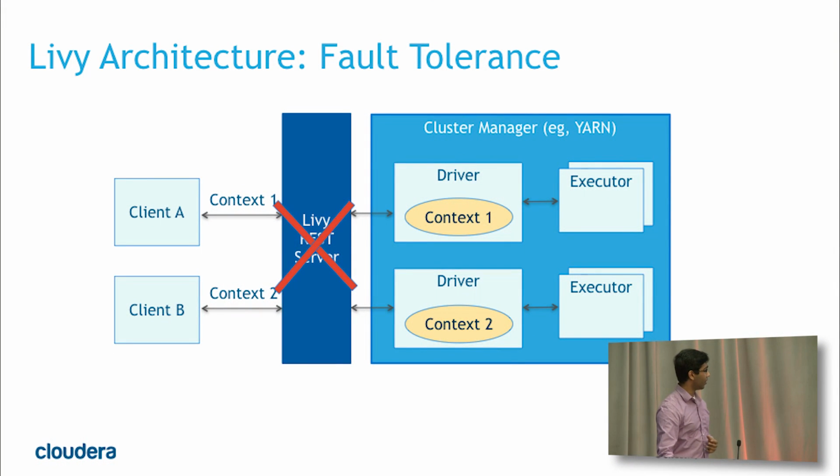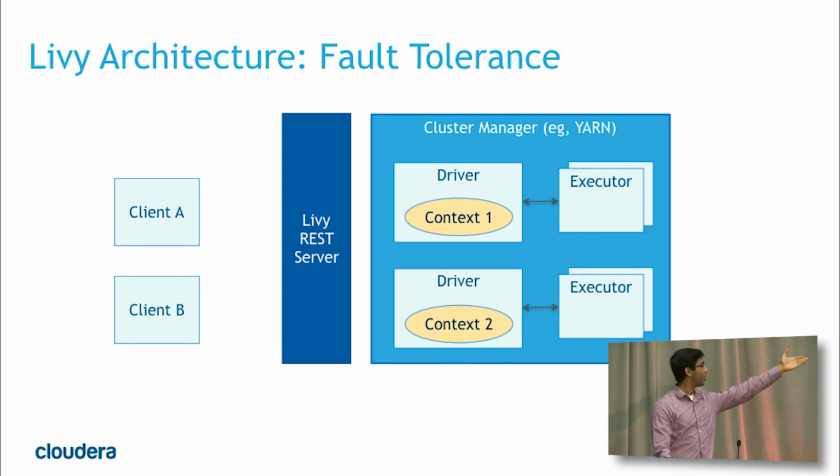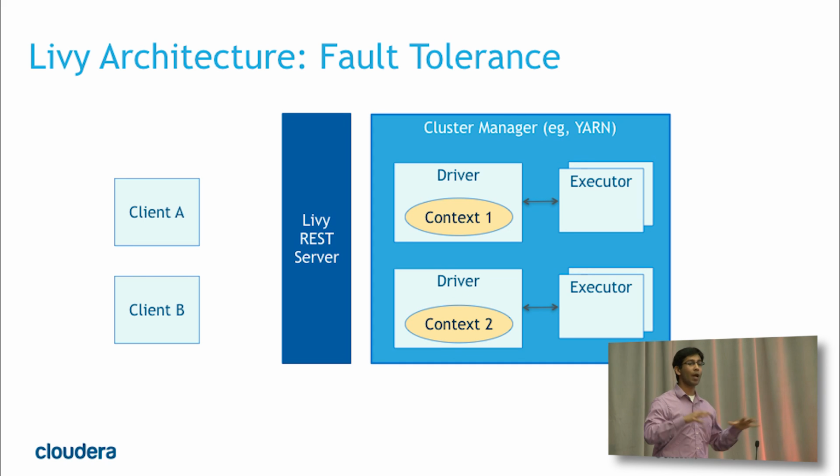Now let's look at another case where fault tolerance is important. Let's say the Livy REST server itself goes down. I mean, it is software, it goes down. Well, it has high availability features. It comes back up, and then the clients merely continue talking to the contexts that they were previously talking to. So as you can see, Livy enables a very robust architecture of talking to different contexts, controlling those contexts, and having contexts that do not step on each other's toes. And that's important in an enterprise setting.